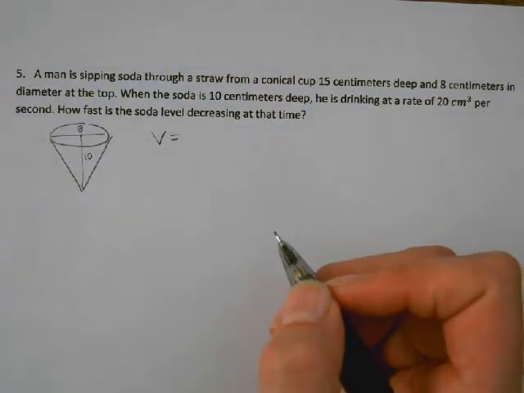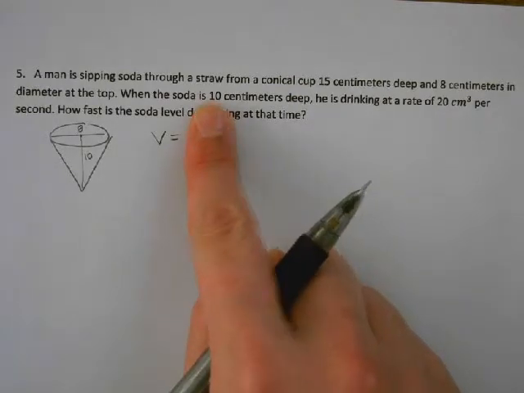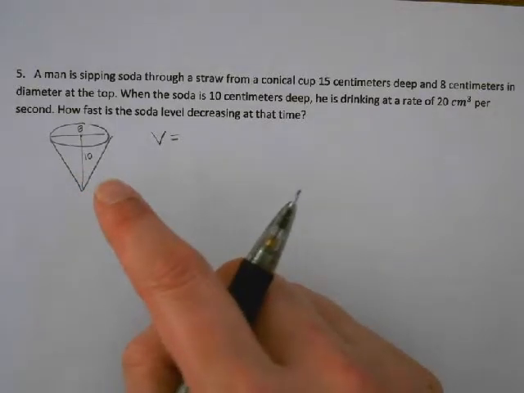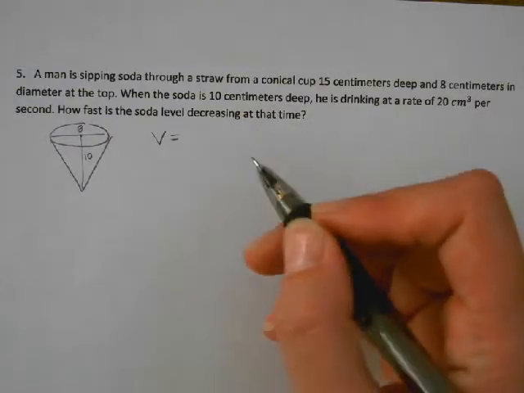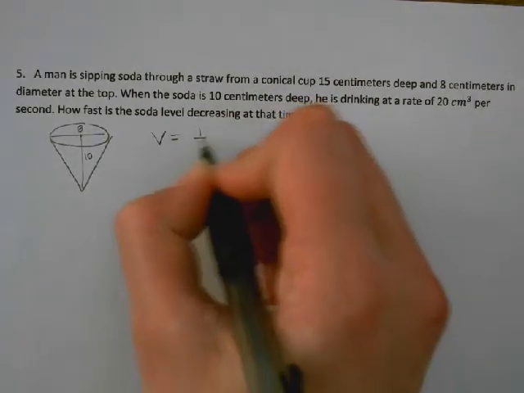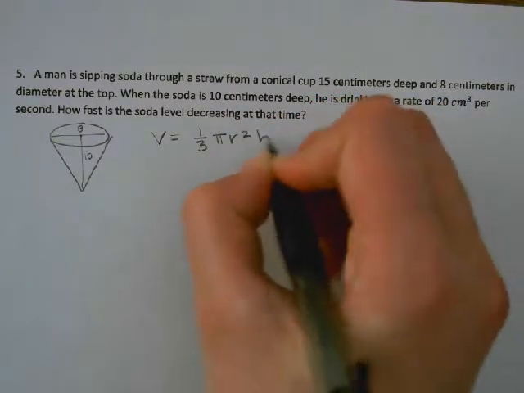All right. So if we look at this, if you're talking about some liquid that's in the cone, then we're probably talking about volume in the cone, right? And if you have your volume in the cone, we want to look up what the volume of a cone is. And the formula for that is 1/3 pi r squared h.